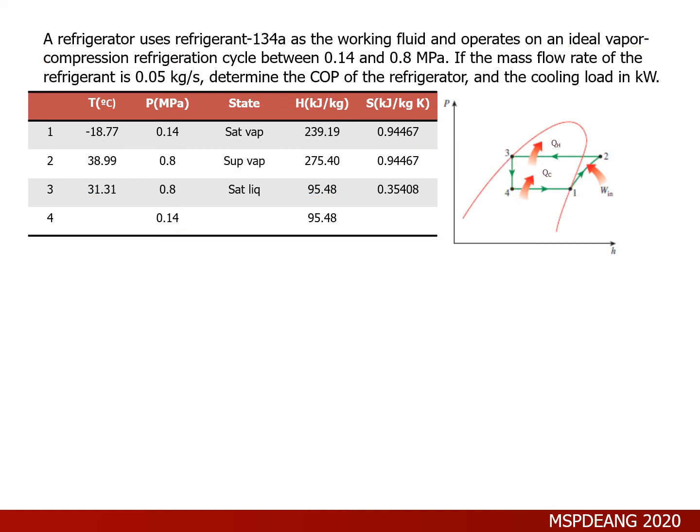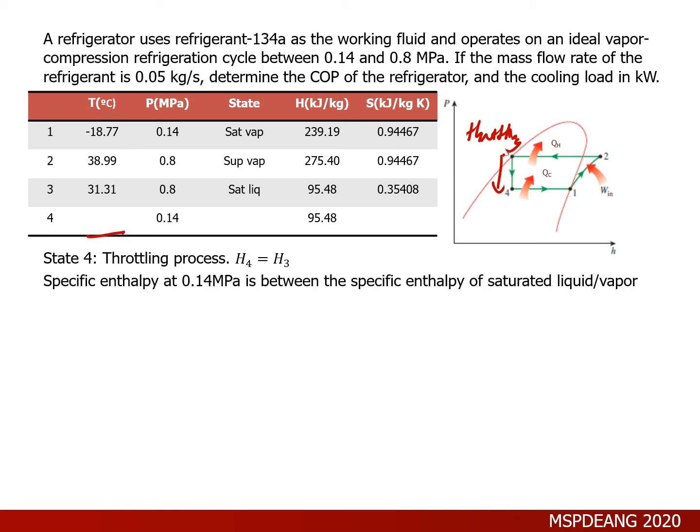Okay, so next up, si state 4 naman. And for state 4, we have from state 3 to state 4, this is a throttling process. And for a throttling process, we have an isenthalpic process. So H4 is equal to H3. Okay, so yan, H4 is equal to H3.